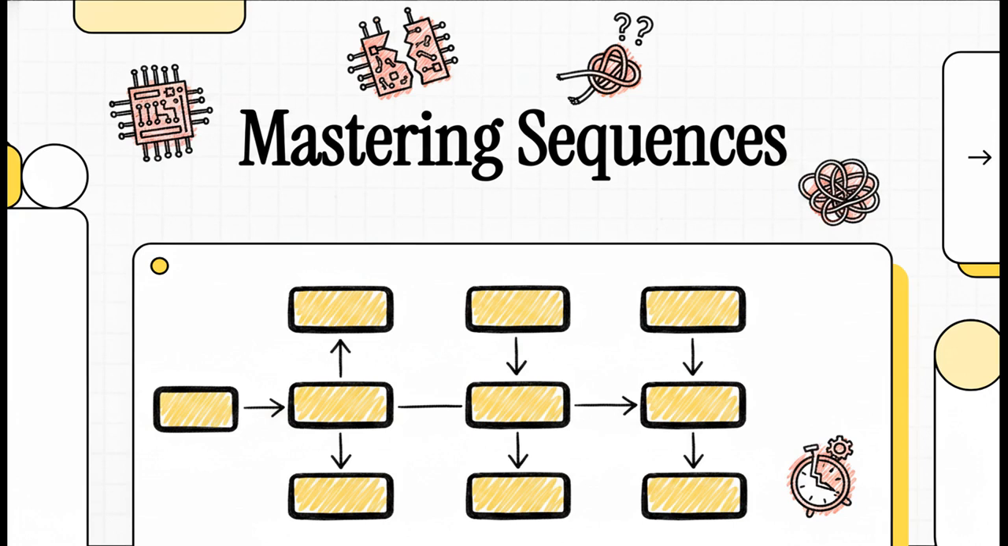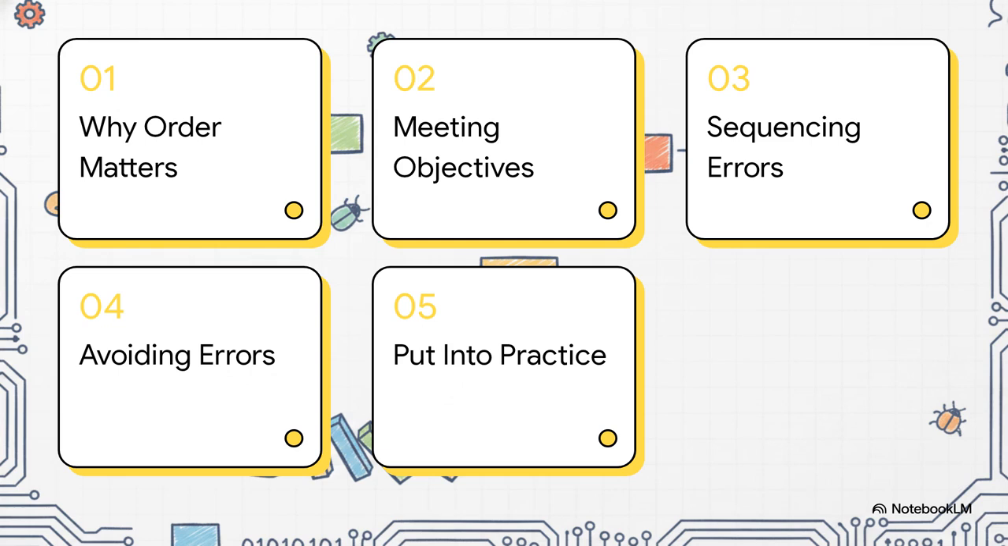If you've ever had a program just crash out of nowhere, freeze up, or spit out complete nonsense, well, you've experienced exactly what happens when that sequence breaks down. So today, we're mastering the literal backbone of code, instruction sequence. In this explainer, we're going to cover why order matters, meeting your program objective, the 3 sequencing errors, avoiding sequencing errors, and finally putting it into practice.